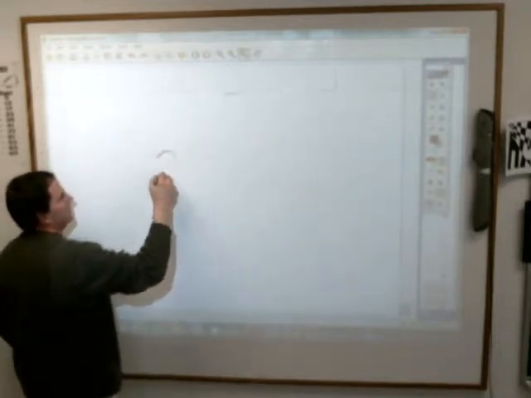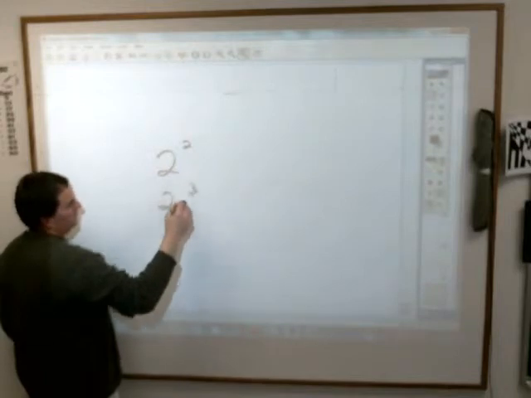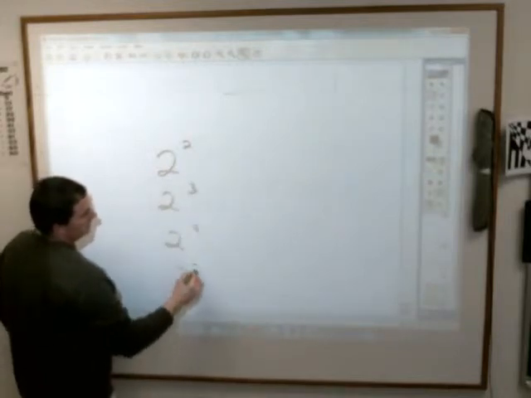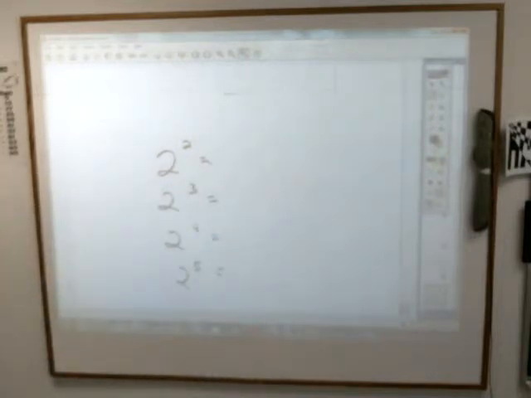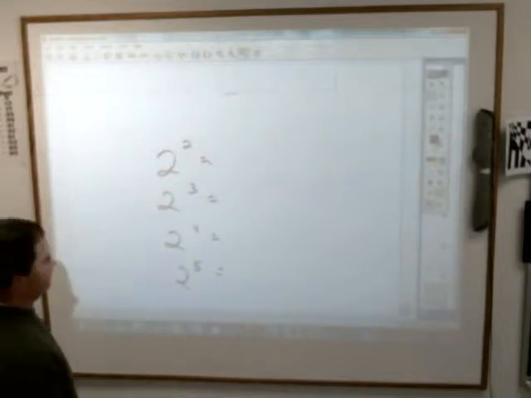Let's look at a couple things. 2 to the second power, 2 to the third power, 2 to the 4th power, and 2 to the 5th power. Write me down what you think the answers to those are. See if you got that. And maybe it'd help you to actually write those out. First one is 2 times 2, the second one is 2 times 2 times 2, the third one is 2 times 2 times 2 times 2, and the fourth one is 2 times 2 times 2 times 2 times 2.